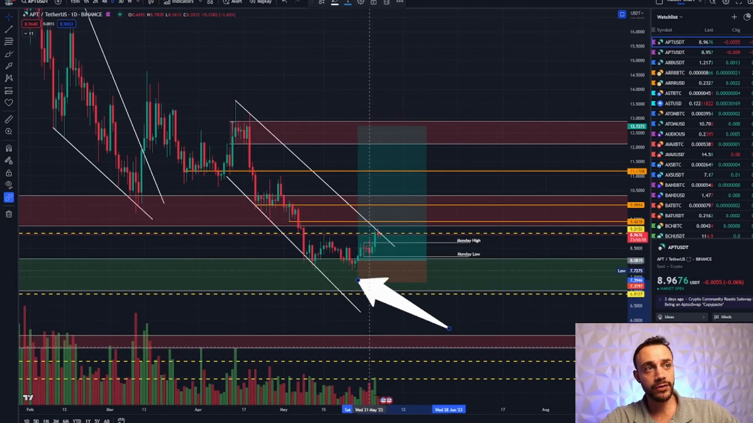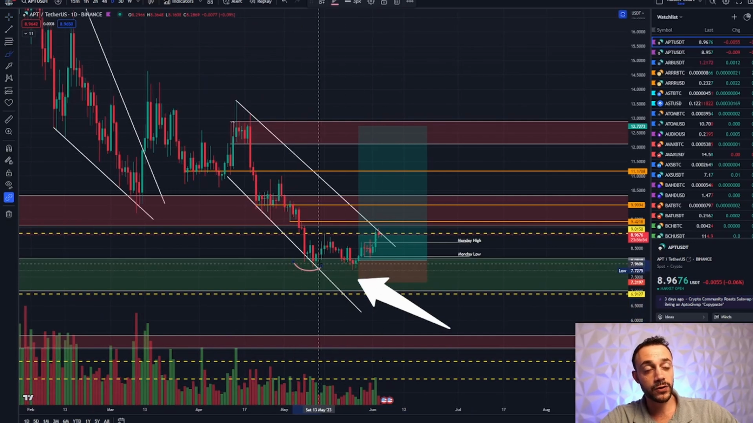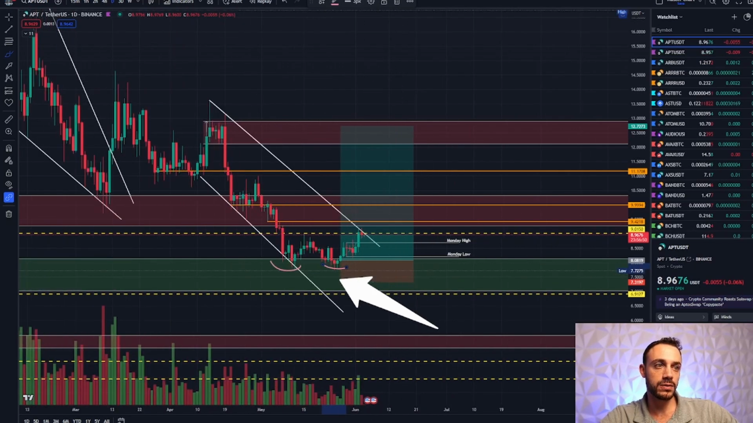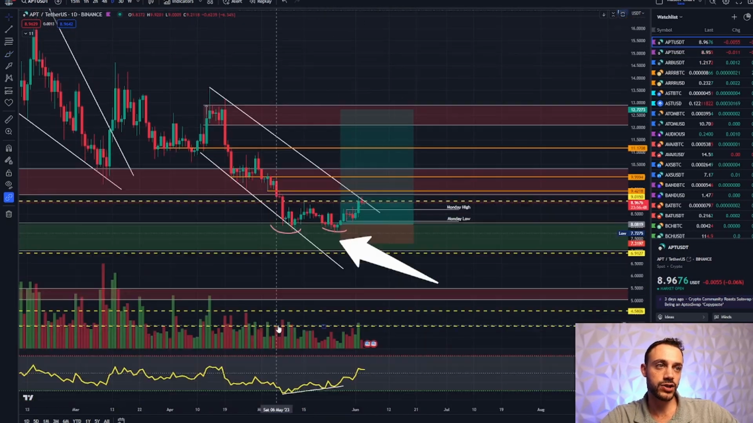And then also after that, APT put in a classic double bottom. All right, you have the first bottom, and then you have the second bottom inside of the daily demand zone. And then another thing that I check is I check the RSI. On the RSI, we also have daily bullish divergence.